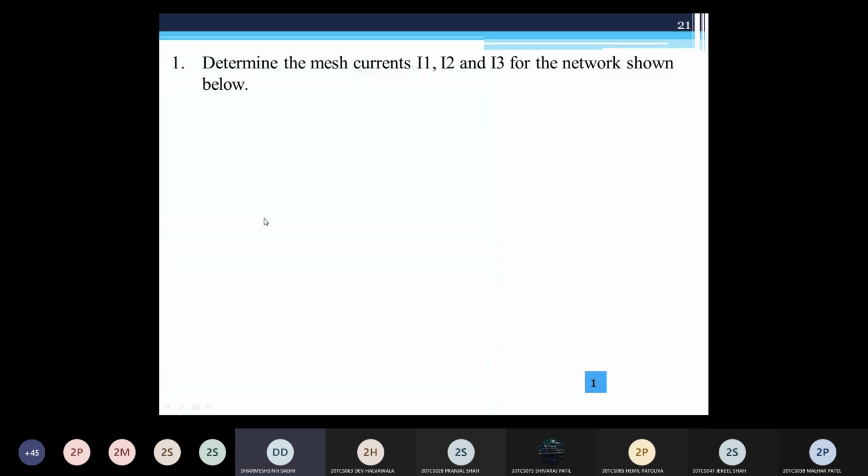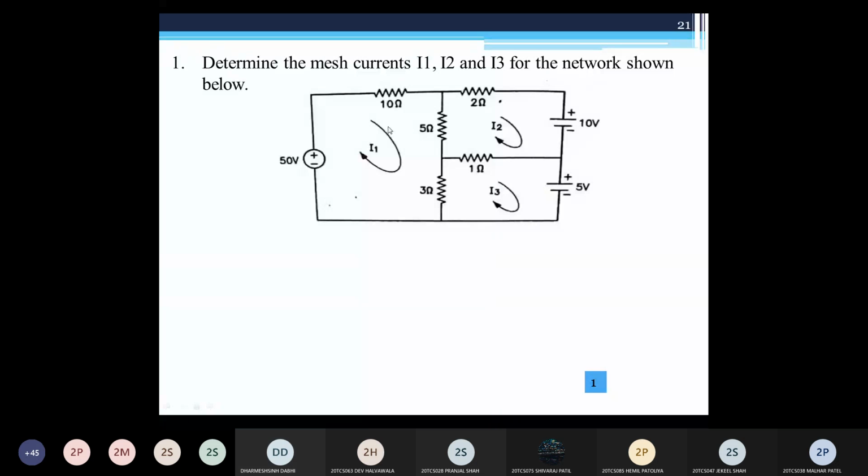So write down the first example, all of you. Determine the mesh currents I1, I2, I3 for the network. First of all, all of you draw this network. And find out the number of meshes. First step is to find out the number of meshes in your network. 3 meshes. Yes, very good, 3 meshes.